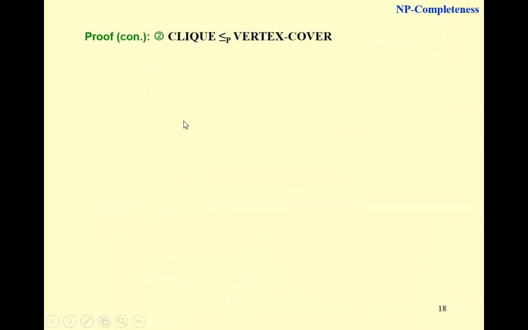Okay, now next we're supposed to prove that the clique language is no harder than the vertex cover language. So how are we supposed to prove that? We're supposed to start from any instance in the clique language. Suppose this is the original graph we have for the clique language, and this is the complement graph.